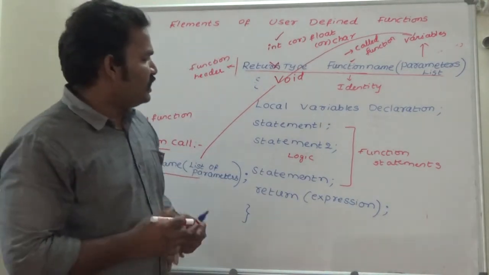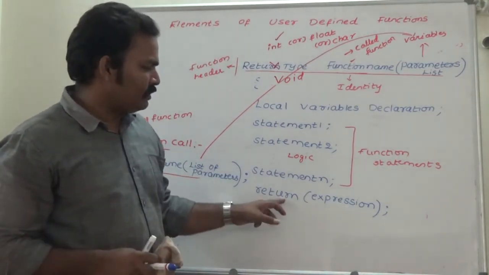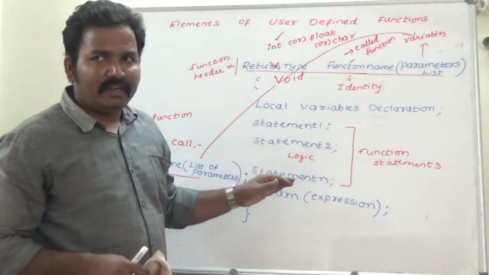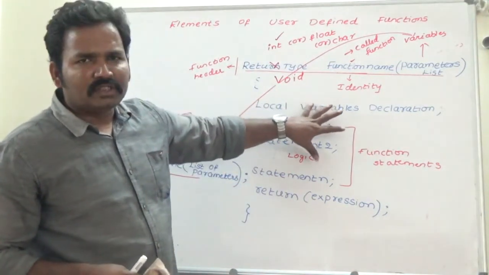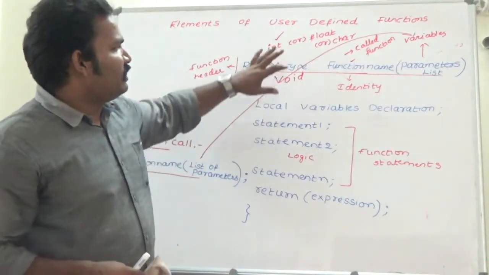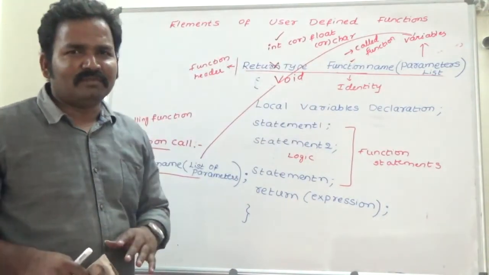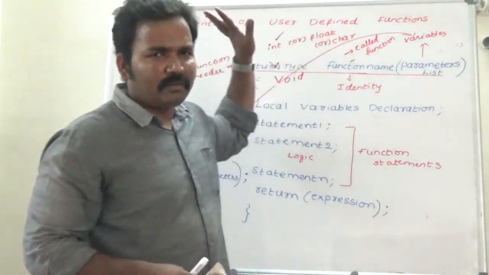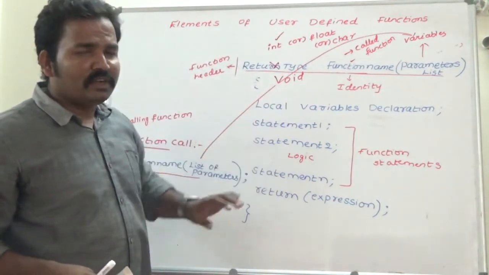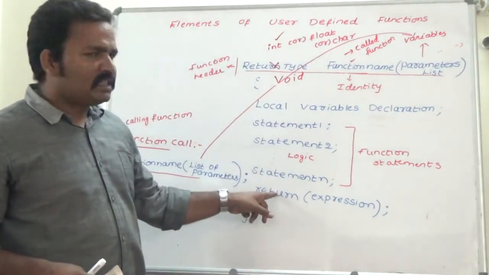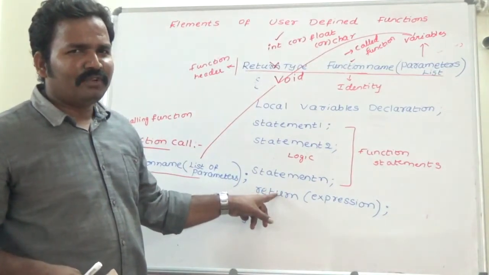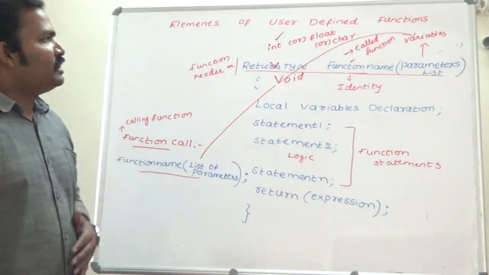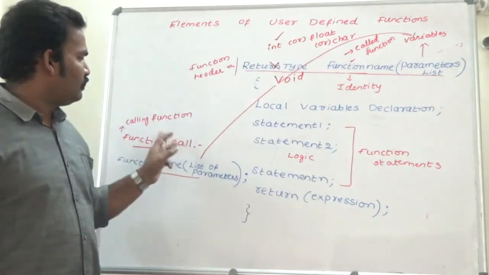Next, last element is what? Return statement. It returns a value from called function to calling function. So this is about function definition. Return type, function name, parameter list: the first 3 elements are grouped as function header, and the remaining 3 elements are grouped as function body. Return statement returns a value from called function to calling function. Function definition completed, function call.